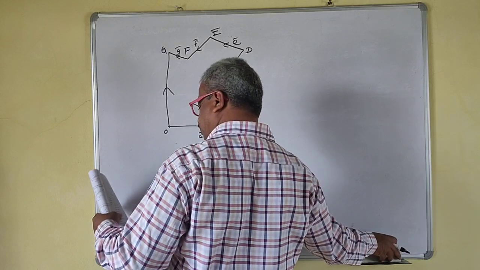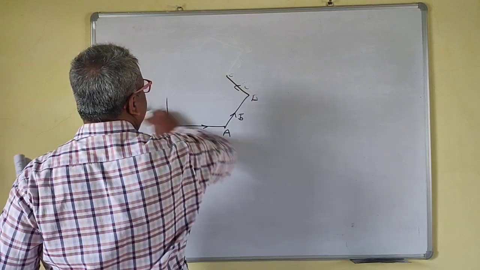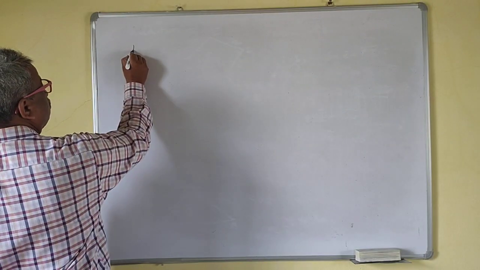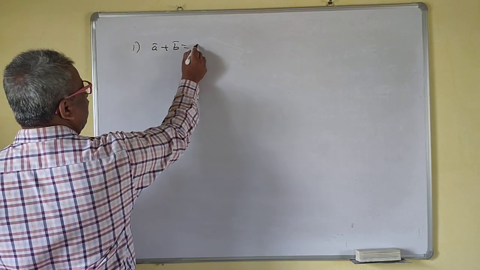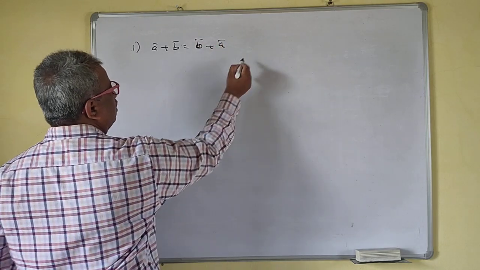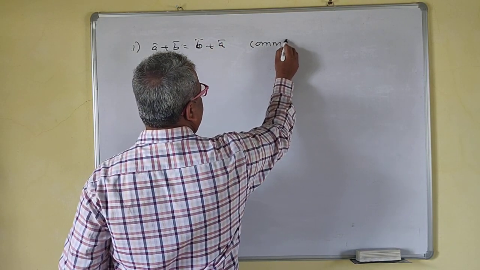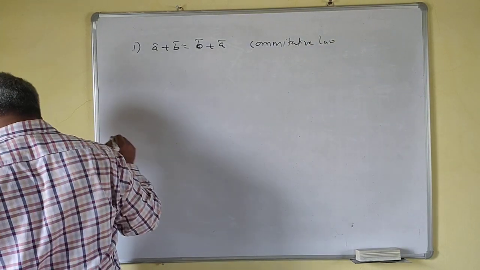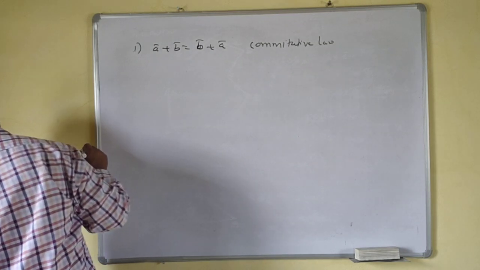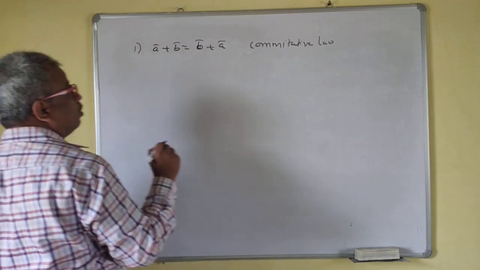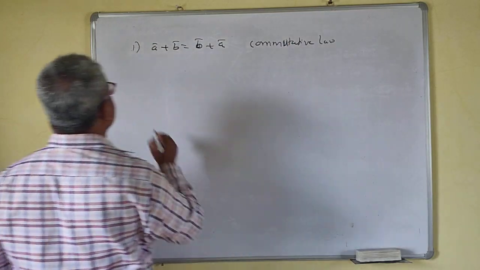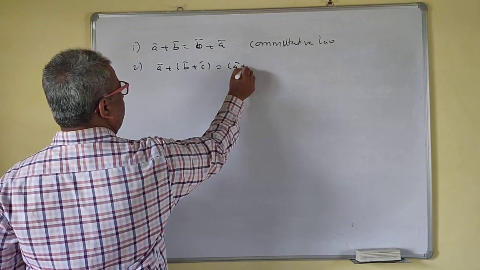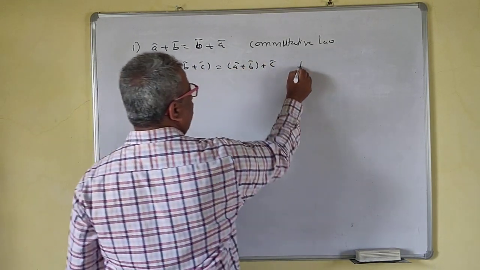Now we'll see some rules of the addition of vectors. The first rule: A bar plus B bar is always the same as B bar plus A bar. This is called the commutative law. Second, A bar plus B bar plus C bar is the same as A bar plus B bar plus C bar grouped differently. This is called the associative law.